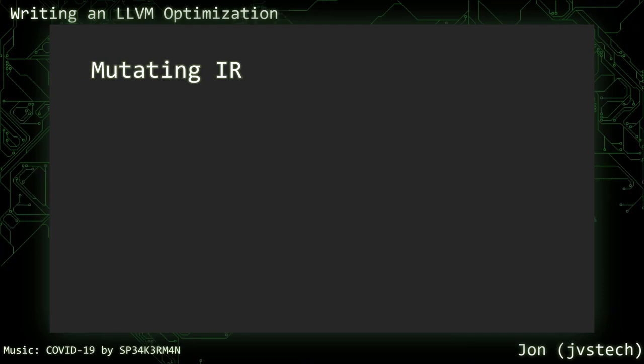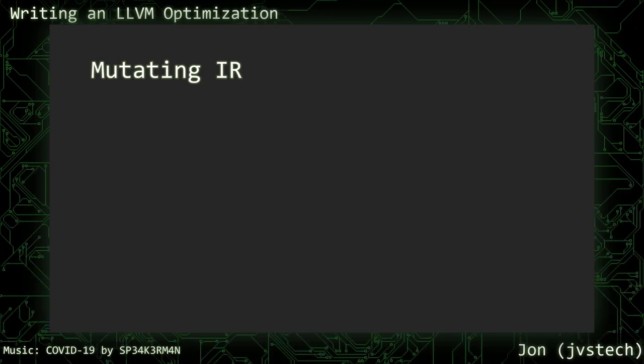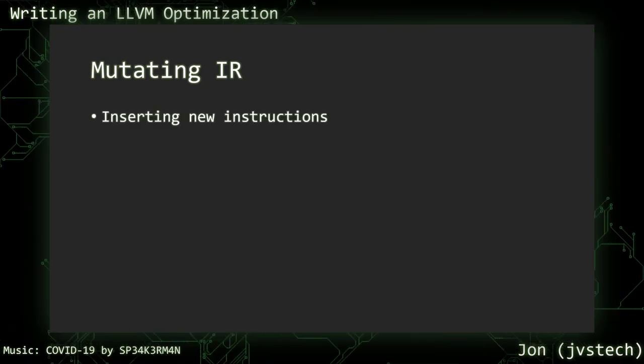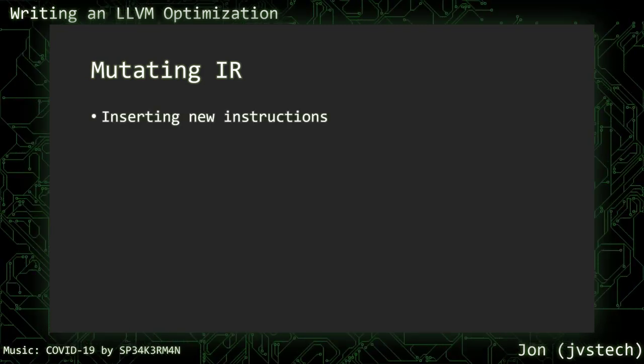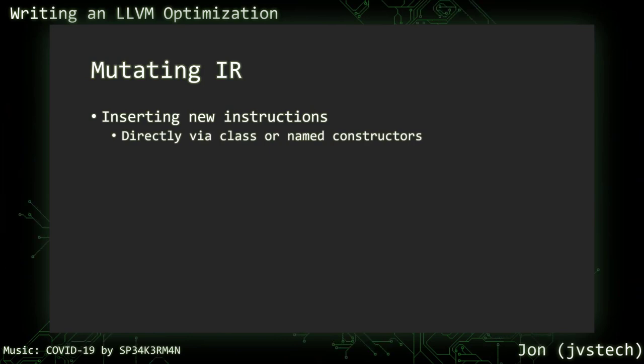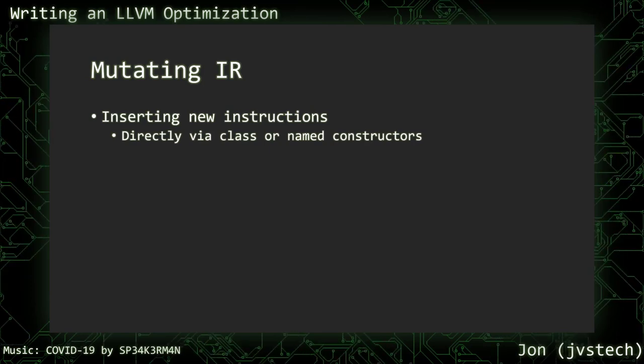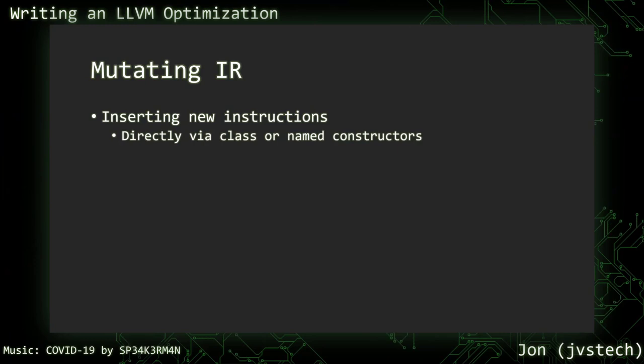Optimizations obviously must be able to change the instructions or values on which they're working, and there are several ways of doing so in the LLVM libraries. Inserting new instructions can be done in most cases by directly constructing them, although it's important to note that this is done exclusively via the new keyword or through named constructors. IR classes are not expected to exist on the stack. That said, you will never have to manually delete an instruction if it's inserted into a module. That's handled automatically by other code in LLVM.